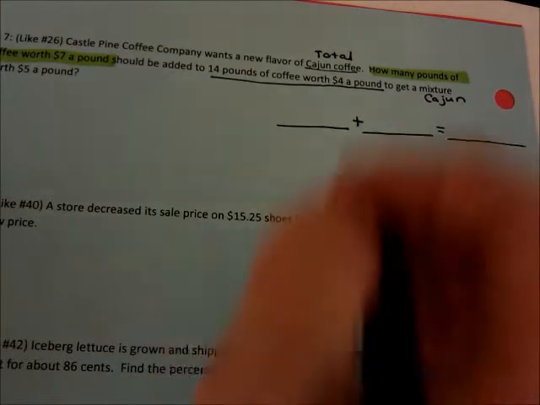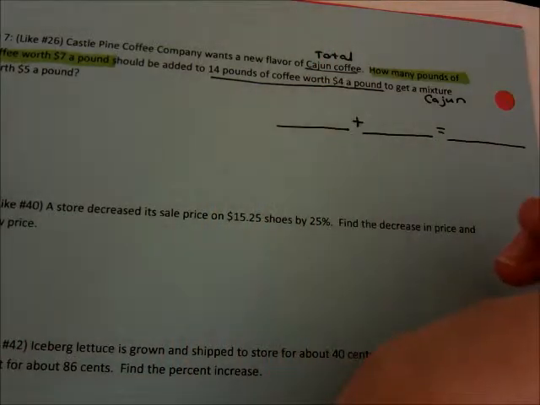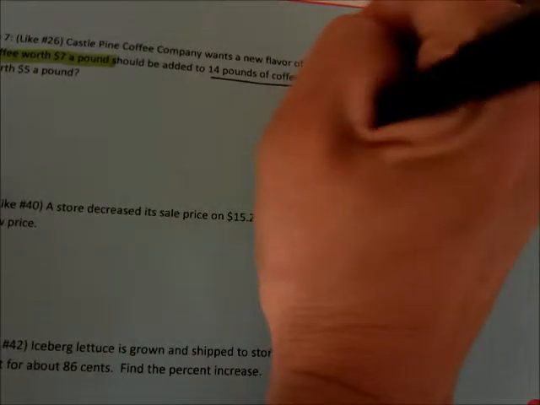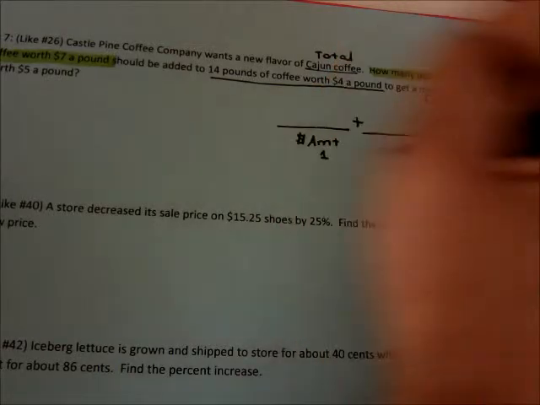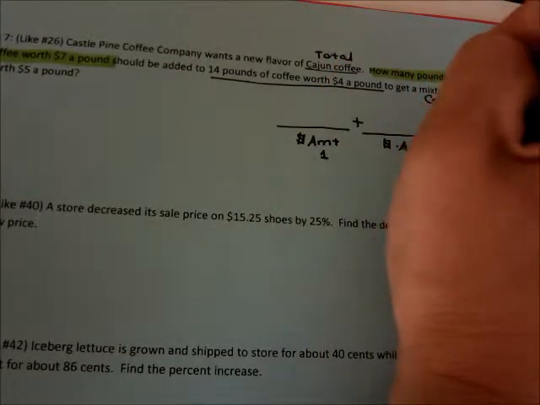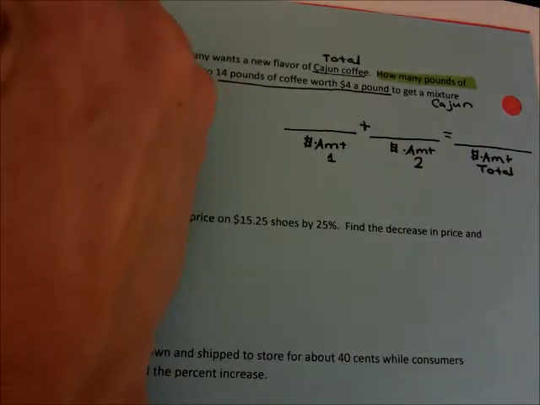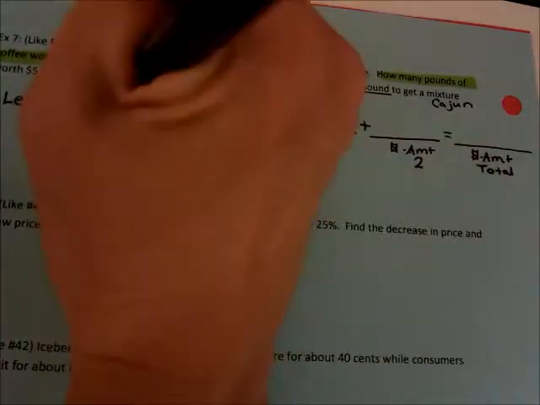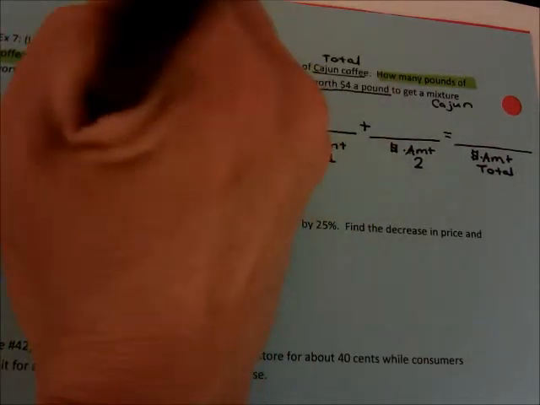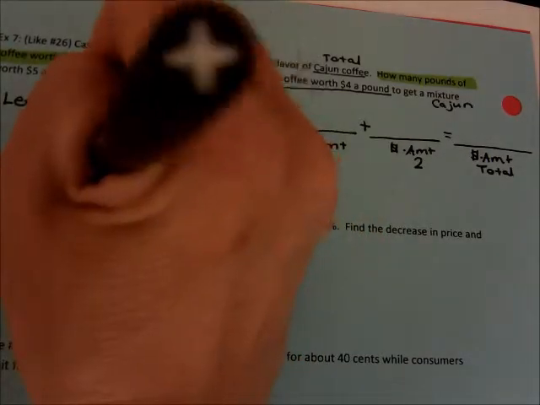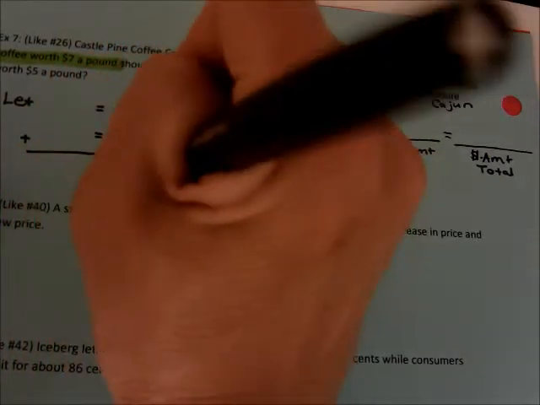So underneath this though, instead of being percent times amount, I'm going to do what times amount? Dollar sign times amount. We'll do number 1, dollar sign times amount of number 2, and dollar sign times amount of the Cajun total. All right, let's set up our let statements. Let them be the amount of 1, the amount of 2, and I'm going to make a bar equal the total amount.